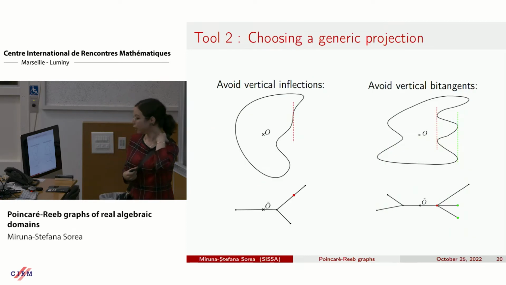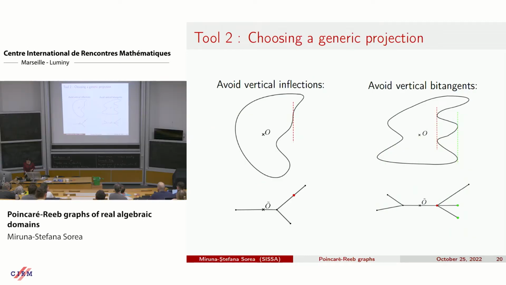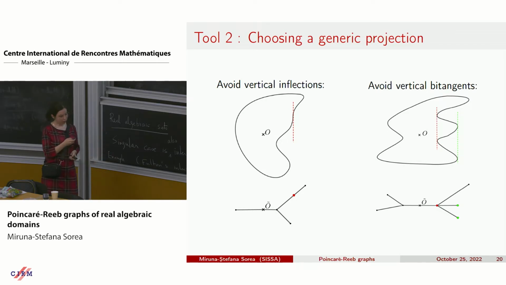The second tool is a choice of a generic projection. So we need to choose our projection, and this has to avoid vertical inflections, and it needs to avoid vertical bitangencies. You could already guess that we want to avoid vertical bitangencies because this would stop us from having a total order on the vertices. You have vertices on the same vertical line. And here we would like to not have such situations of vertices of valency 2.